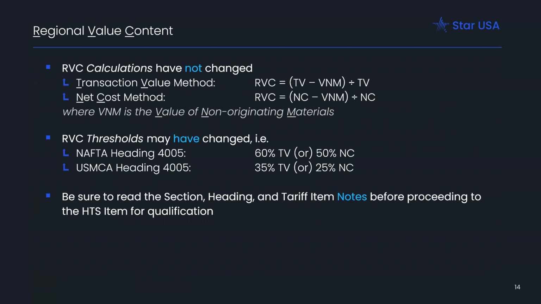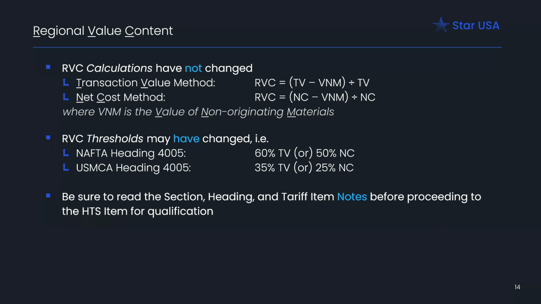Because now we're going to look at regional value content. And again, the two primary rule baselines for USMCA, just like NAFTA, are tariff shift and regional value content. So the calculation methods have not changed between NAFTA and USMCA. You still use the transaction value method or the net cost method, represented by the equations that you see on your screen, where VNM stands for the value of non-originating materials. So you take the transaction value, subtract out the non-originating materials, and divide that by the transaction value again to get the percentage of regional value content of that finished item.